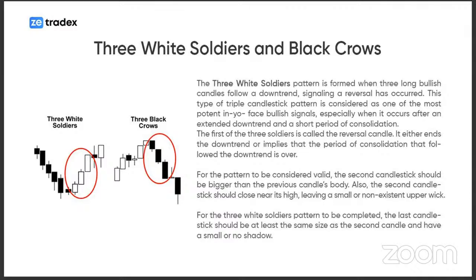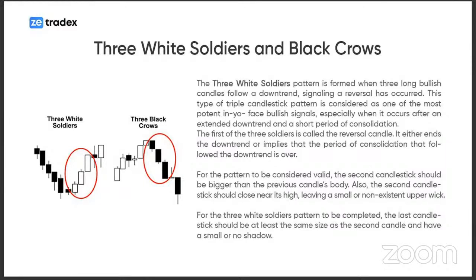This type of triple candlestick pattern is considered one of the most potent in-your-face bullish signals, especially when it occurs after an extended downtrend and a short period of consolidation. Now, the first of the three soldiers is called a reversal candle. It either ends the downtrend or implies that a period of consolidation that followed the downtrend is over.